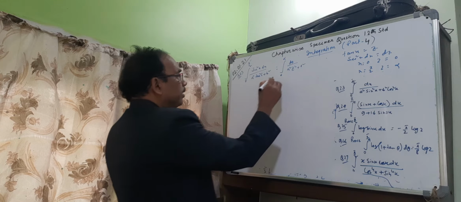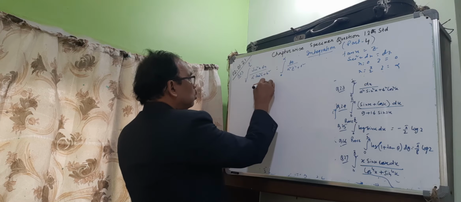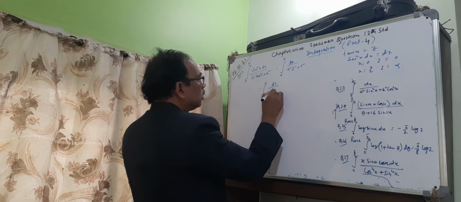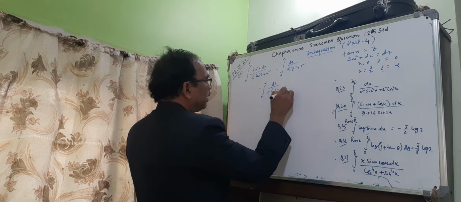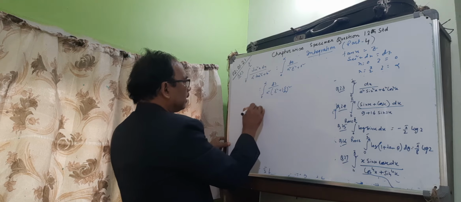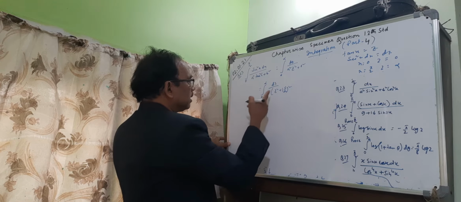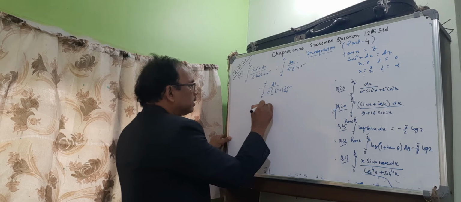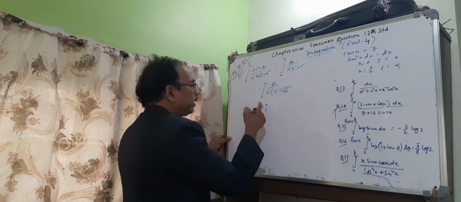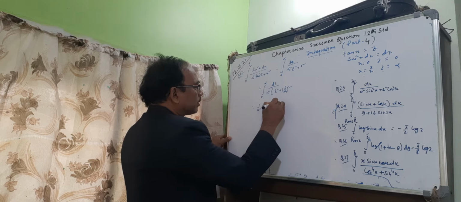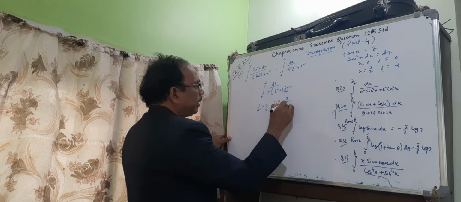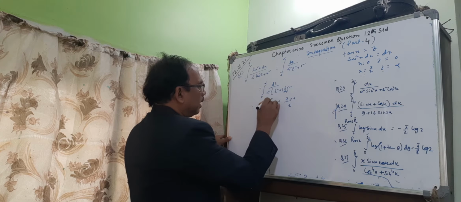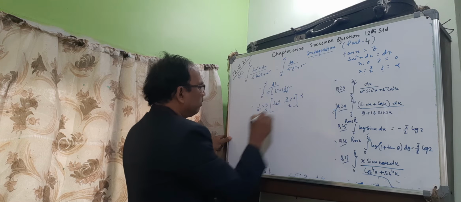We can convert it to 0 to infinity dz, a square is common, z square plus (b by a) whole square, that is 1 by a square, in the form x square plus a square. That is 1 by a, which means a by b, 1 by a tan inverse z by a, which means a by b. The limit is 0 to infinity.